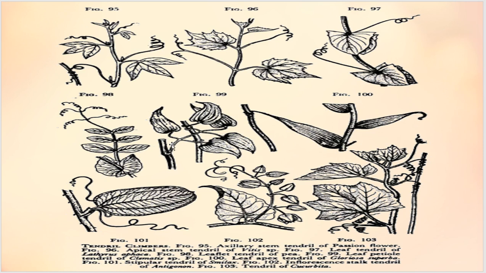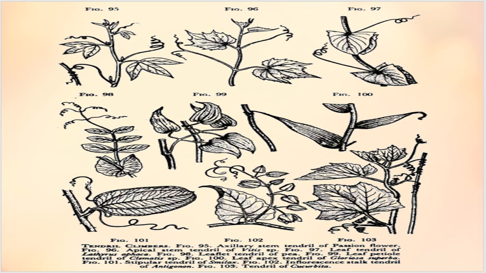And garden pea also, you can see the same. And leaf apex, you can see that the leaf apex is turned into a tendril. So here, leaf apex is turned into a tendril, which is in Gloriosa superba. And this is a stipular tendril.